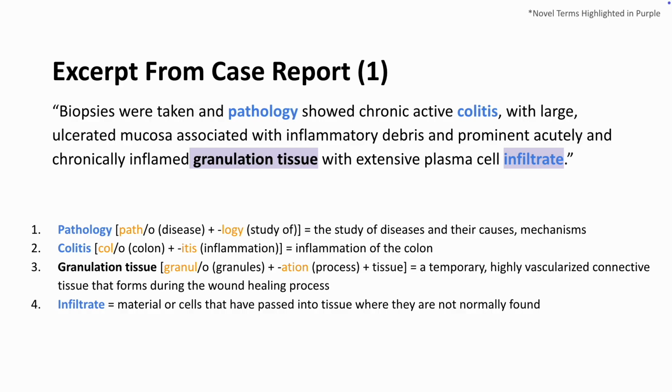So pathology is patho plus ology, which is the study of diseases and their causes and mechanisms. Colitis is colon plus itis, inflammation, so inflammation of the colon. Granulation tissue: granulo is a combining form for granules.